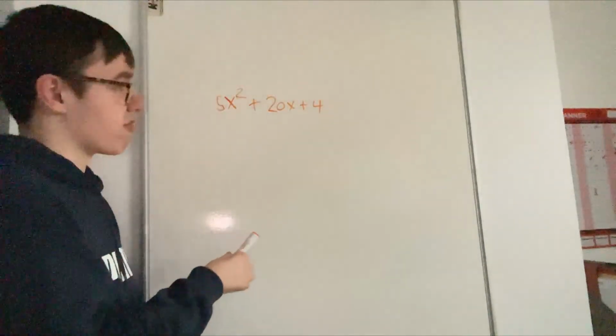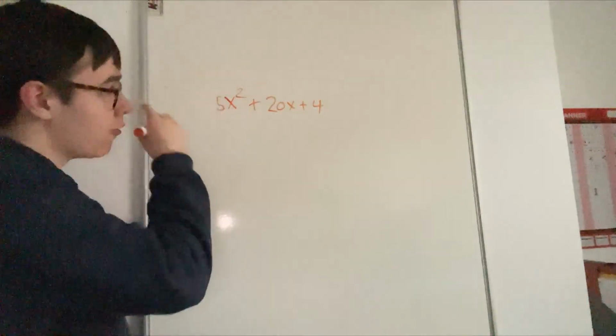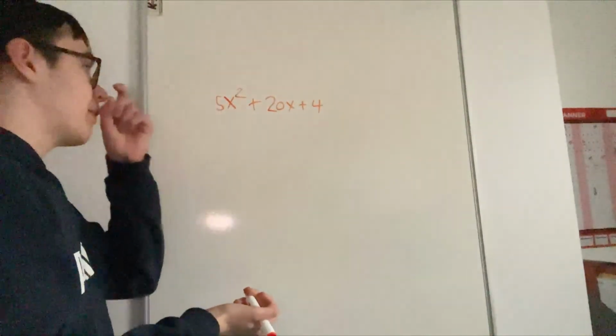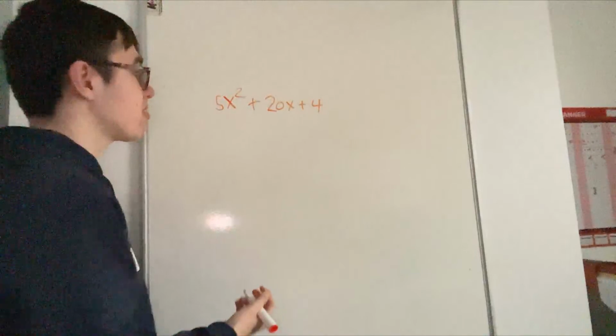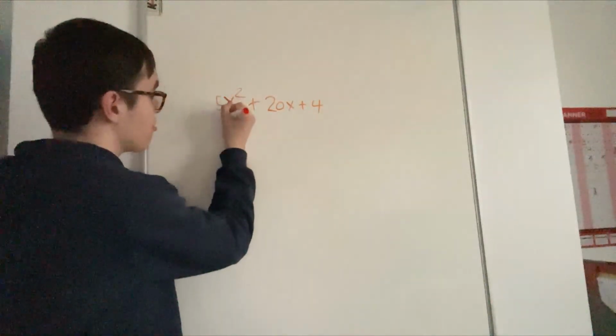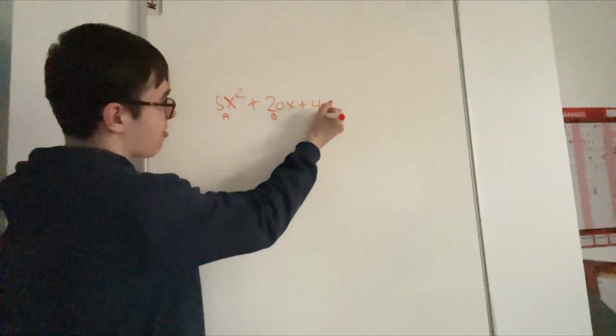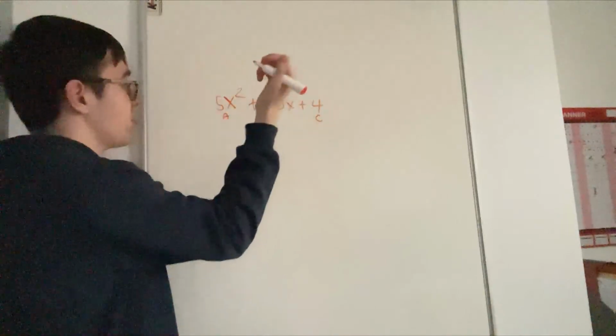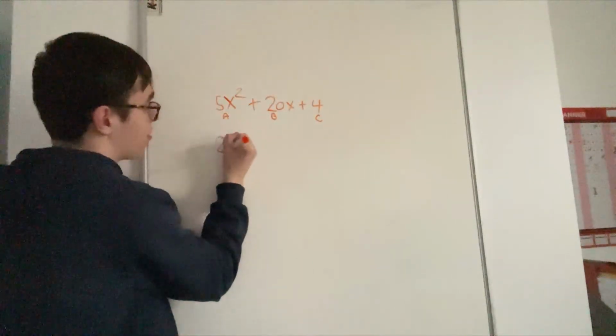Okay, similar like this. We need to put this into brackets. 5x squared plus 20x plus 4. How will we put this into brackets? Well, this is A, this is B, this is C. What's A times C? That's going to be 20.